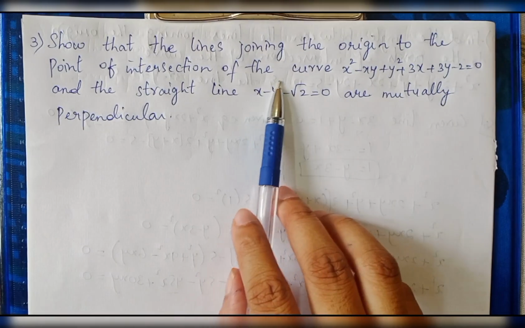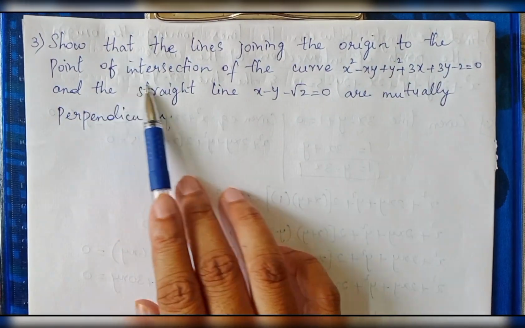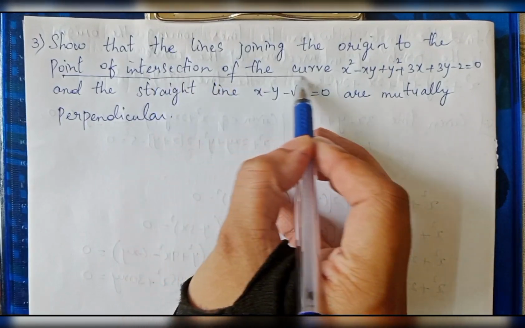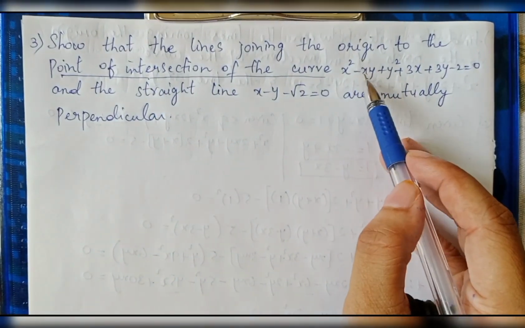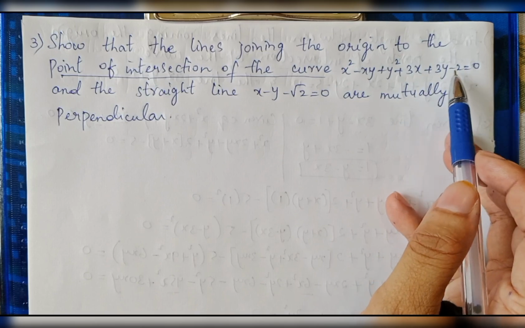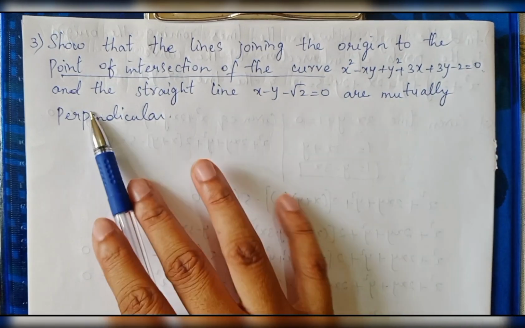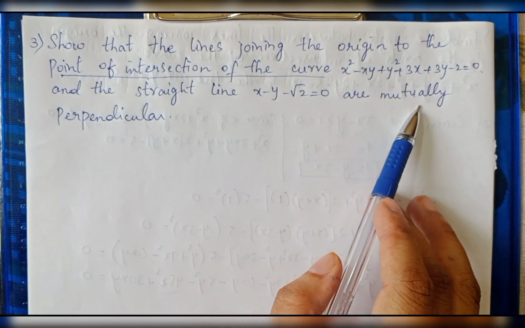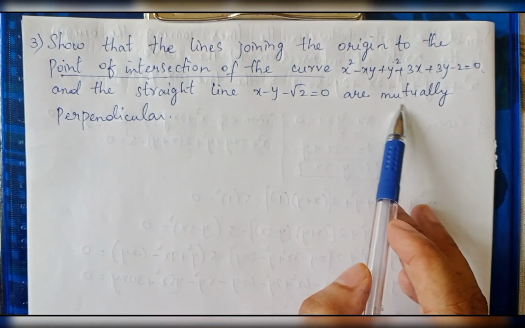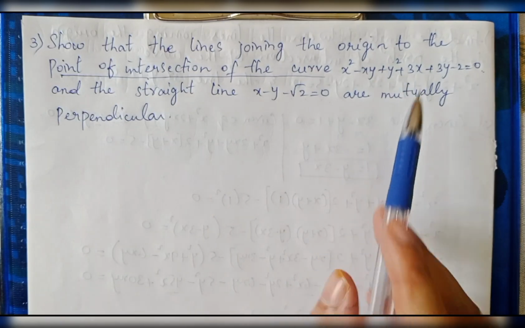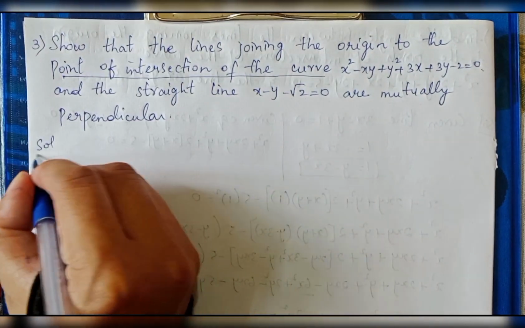Show that the lines joining the origin to the points of intersection of the curve x square minus xy plus y square plus 3x plus 3y minus 2 equals 0, and the straight line x minus y minus root 2 equal to 0, are mutually perpendicular. So we have to show that the lines formed by these are mutually perpendicular.